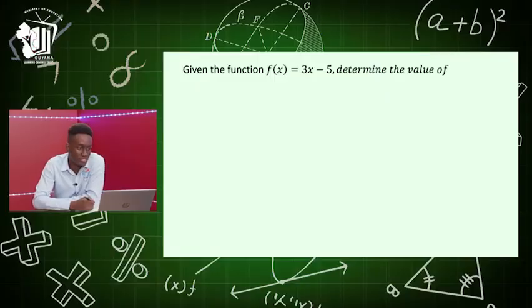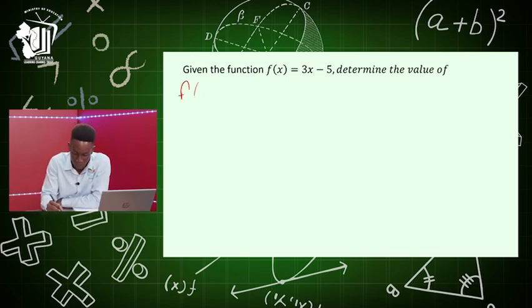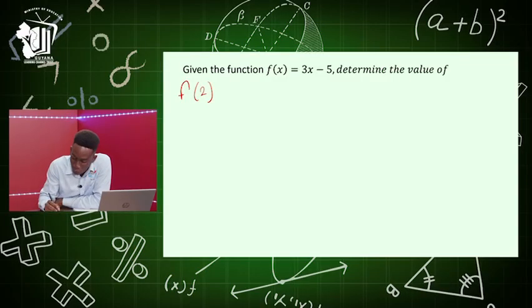So the question says, given the function f of x is equal to 3x minus 5, determine the value of, let's say we wanted to find f of 2. So in this case, we see the function f of x is equal to 3x minus 5, and x is being replaced with 2. So just like how in the notation x is replaced by 2, in the actual function we'll replace x with 2. So f of 2 will be equal to 3, instead of multiplied by x, it will be multiplied by 2, minus 5.